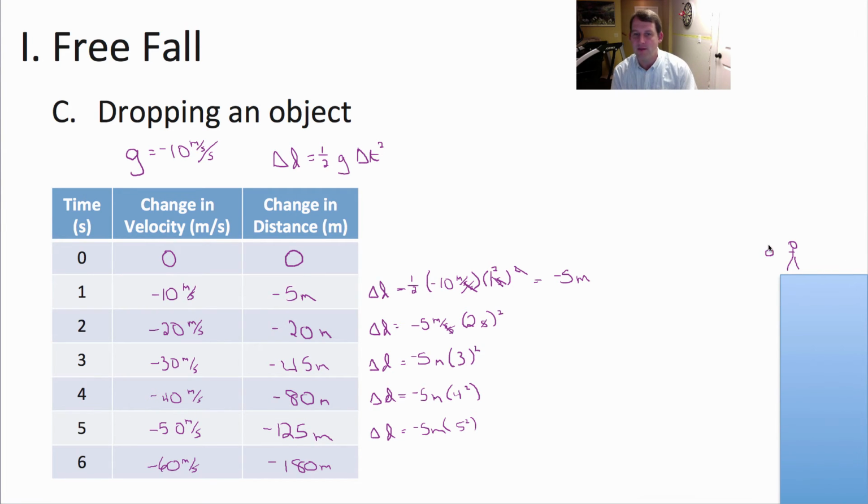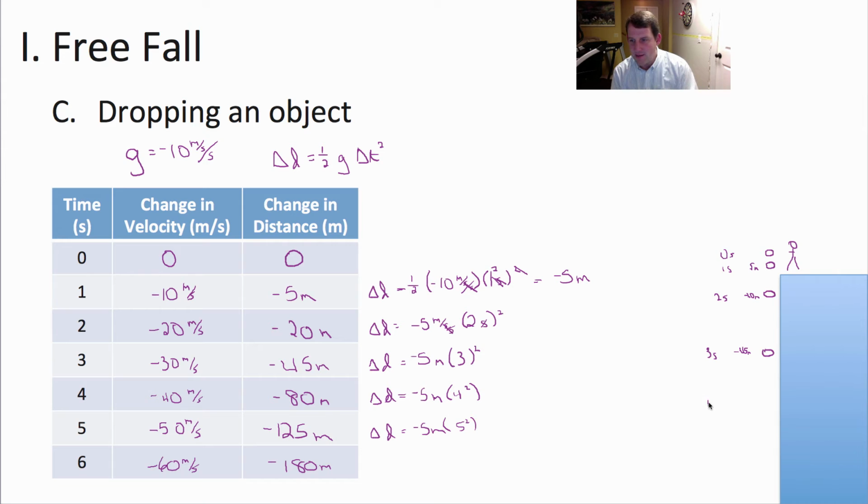So let's fill in where our ball is. At 0 seconds, it's right there. At 1 second, it's 5 meters below. It's lost 5 meters, so it's right there at 1 second. Now, at 2 seconds, it's lost 20 meters. So you'll notice it's actually gotten farther away. And that's negative 20 meters at 2 seconds. And then at 3 seconds, it's at negative 45, which is down here somewhere. And that's 3 seconds and negative 45 meters.